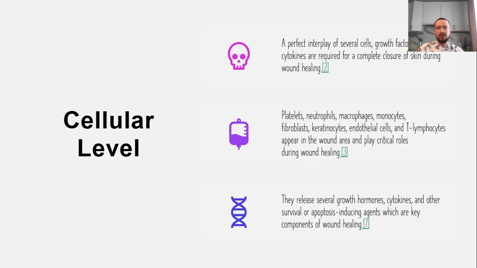A perfect interplay of several cells, growth factors, and cytokines is required for complete closure of the skin during wound healing. Platelets, neutrophils, macrophages, monocytes, fibroblasts, keratinocytes, endothelial cells, and T lymphocytes appear in the wound area and play critical roles during wound healing. They release several growth factors, cytokines, and other survival or apoptosis-inducing agents, which are key components of wound healing.